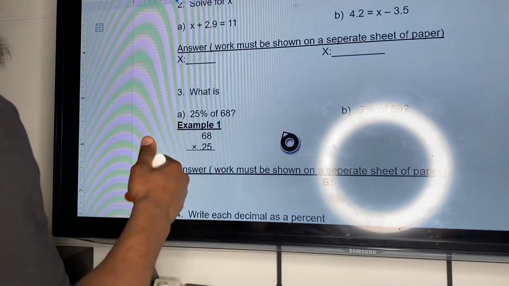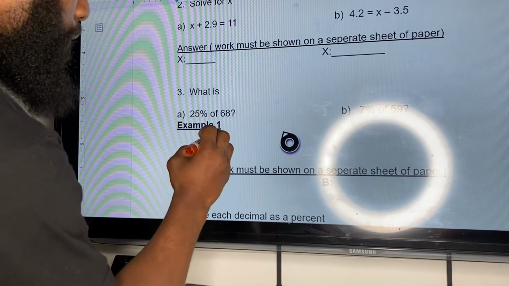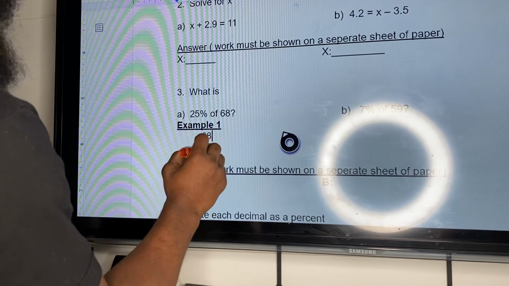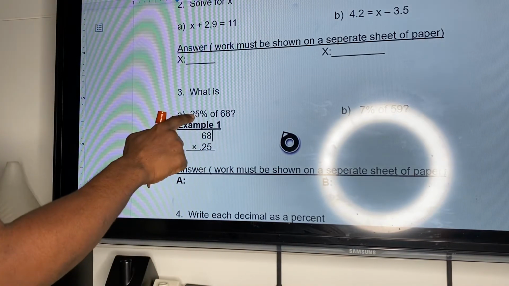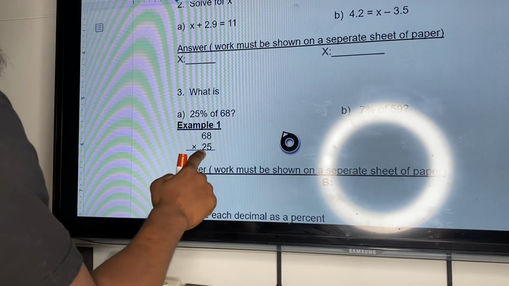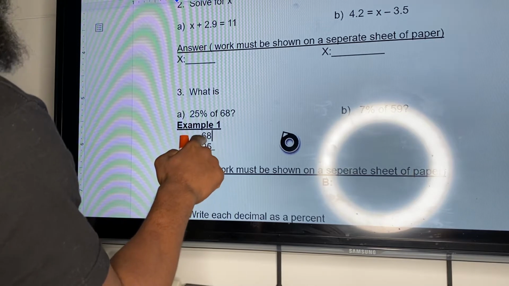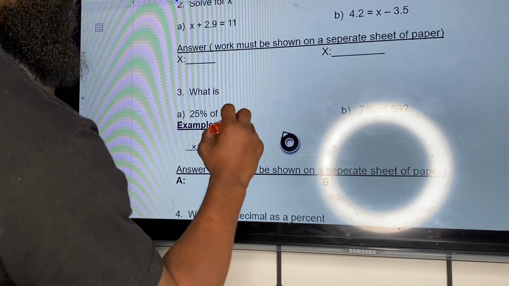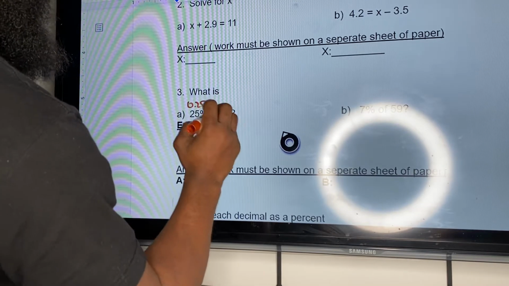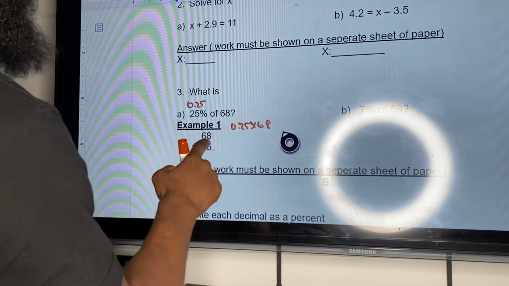So you take 68 times 0.25. They converted the percentage to a decimal, which is 0.25, right? So 0.25 times 68, this means this. What they did is converted this to a decimal, which is 0.25, and they took 0.25 and multiplied by 68, and you have that here.